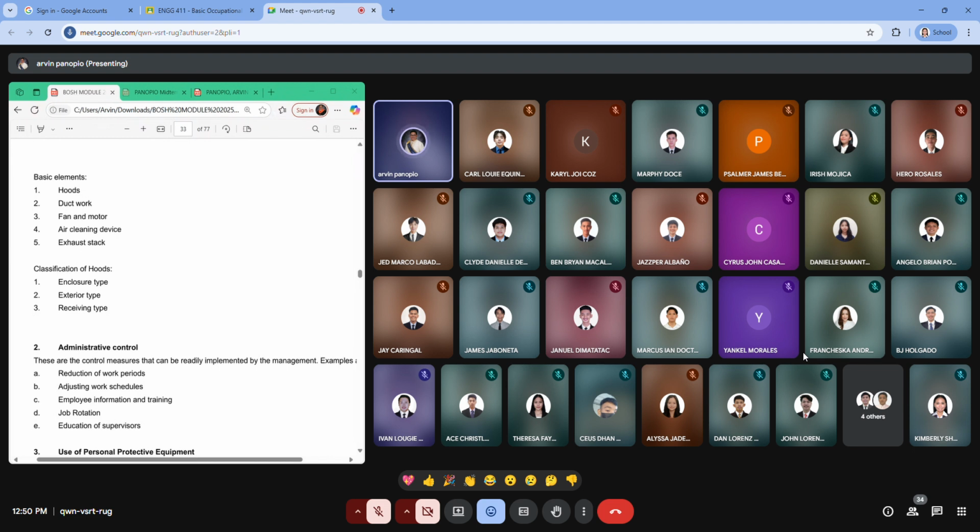Hood classification: we have enclosure, exterior, and receiving. So kapag enclosure, it surrounds the source; kapag exterior, it is placed above a source; and by receiving, it captures the drifting contaminants.